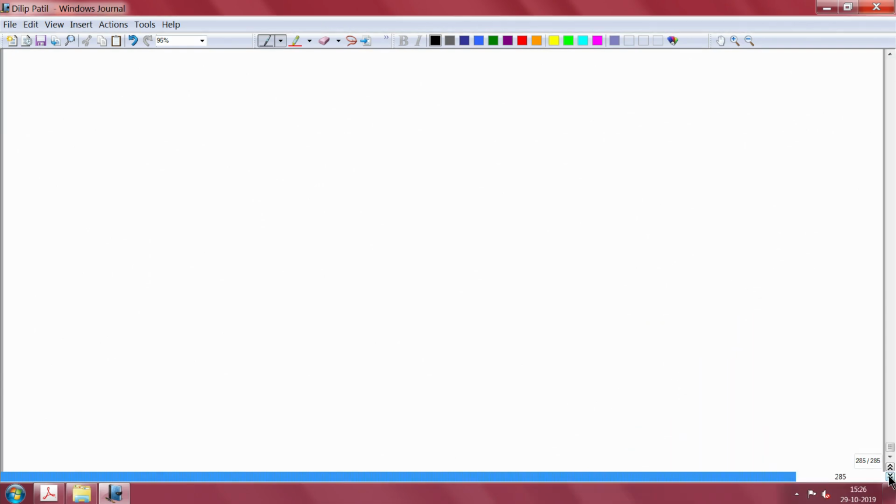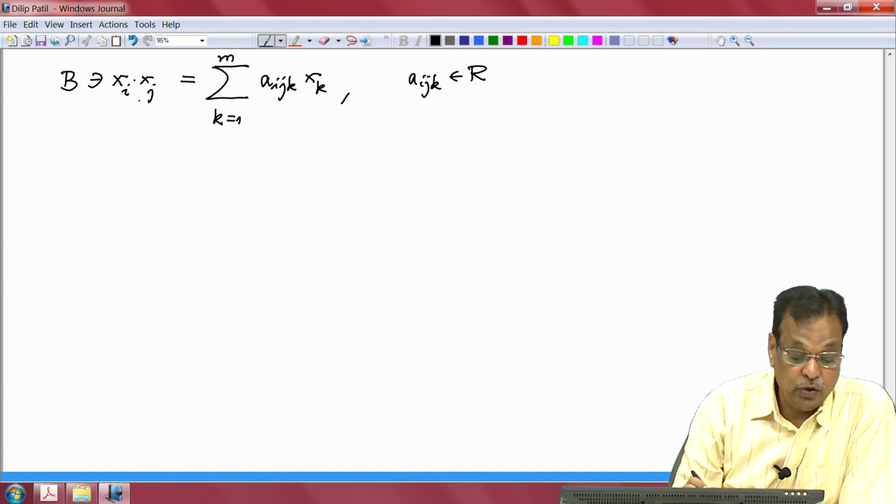Alright, now if I multiply xi and xj in the ring B, this is in the ring B because both were elements in the ring B. On the other hand, this is an R linear combination of the x's. So xi xj is equal to the summation of a_ijk xk, where the sum runs over k from 1 to m, and these a_ijk's are elements in the ring R, because as a module over R, B is generated by x1 to xm.